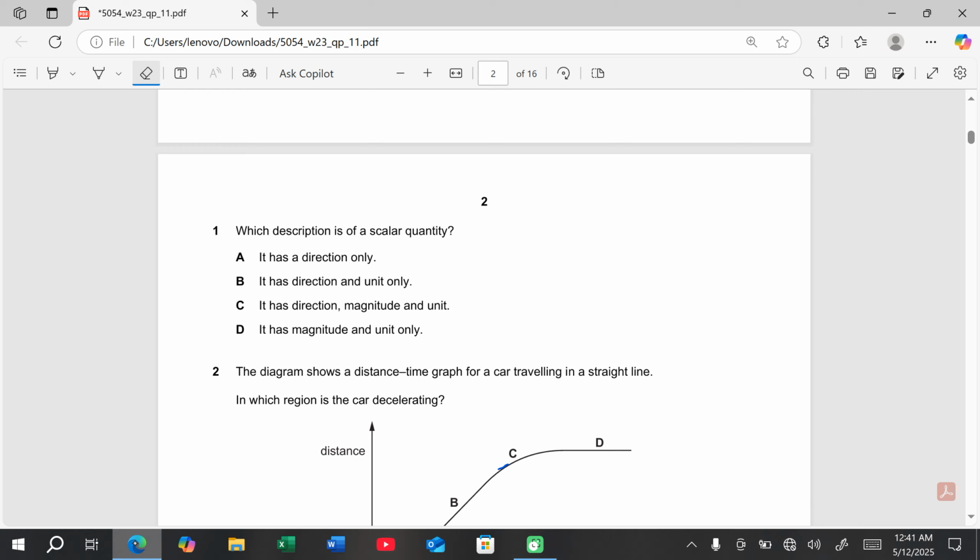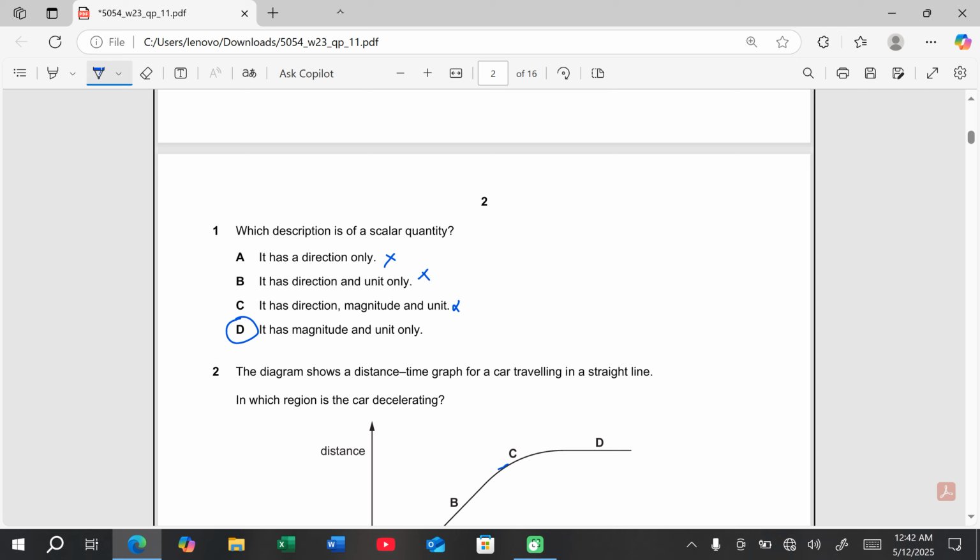You need to recall about scalar and vector quantities. The scalar quantities only have a magnitude and a unit, while the vector quantities have a magnitude and a unit and a direction as well. So it is going to be D, because it does not have a direction, so there is a direction involved in all A, B, C.